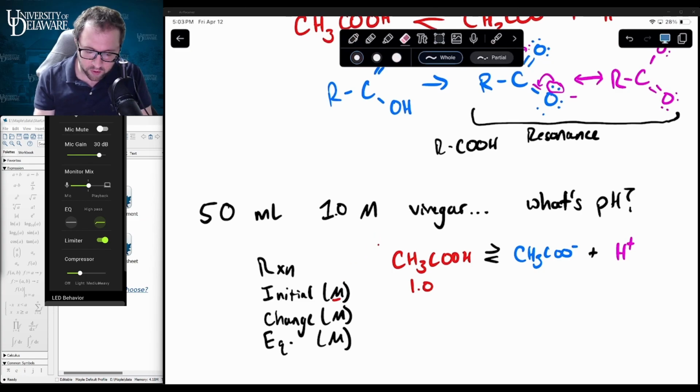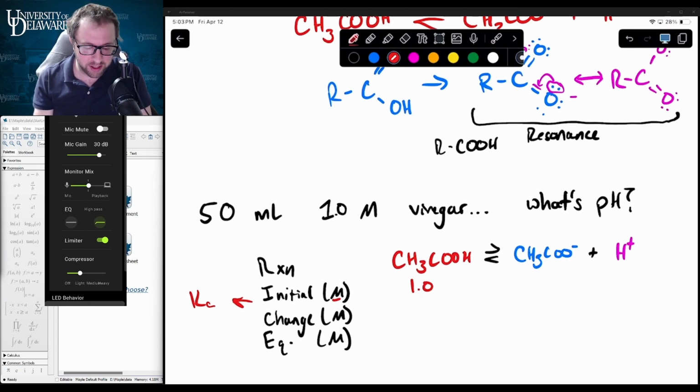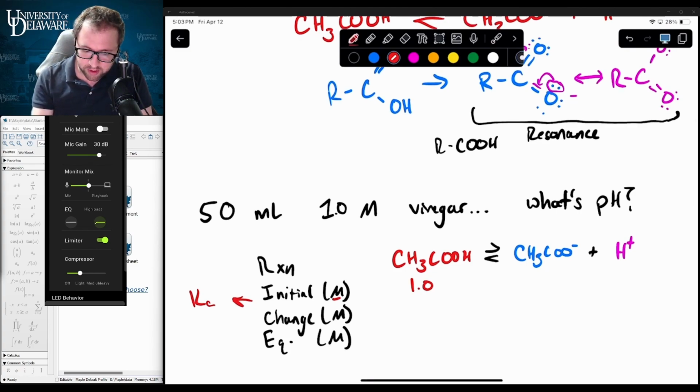So regardless of what concentration unit you're given, these rice tables are going to pair with the Ka. Ka is defined relative to the standard state, which means 1 molar concentrations. So everything in here has to be also in molar concentrations. We're going to start with 0 CH3COO minus and 0 H plus, right?